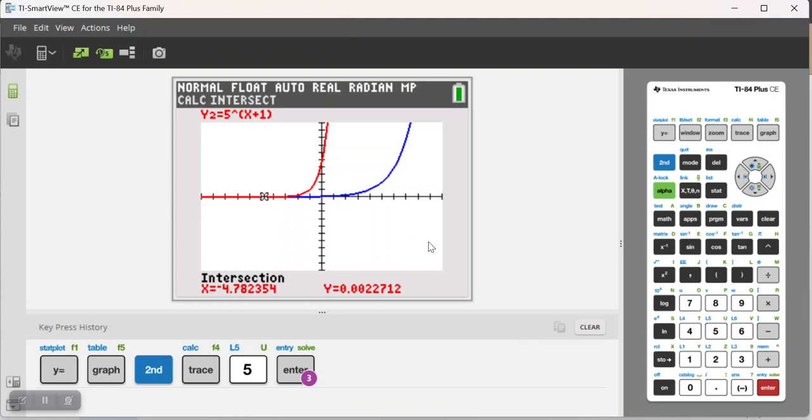Now, if this were an inequality, we could clearly tell that the blue one, 2 to the x plus 3, is less than the red one here. And if they intersect here, it's going to be greater than the red one over here. So you could solve inequalities in much the same way.